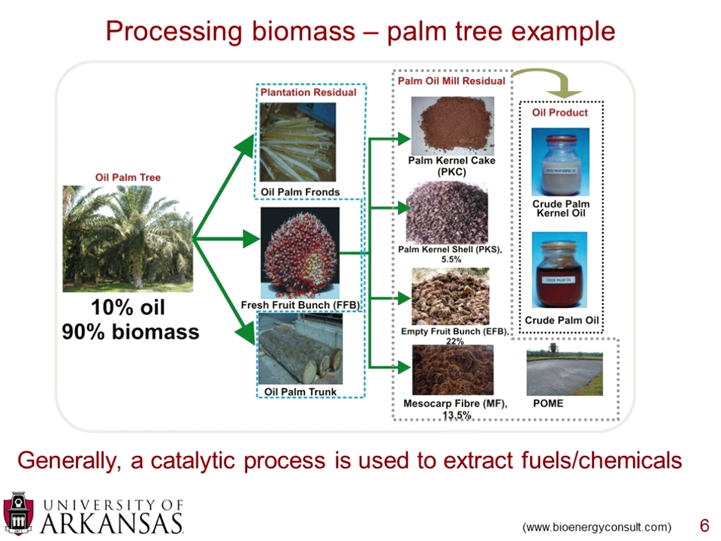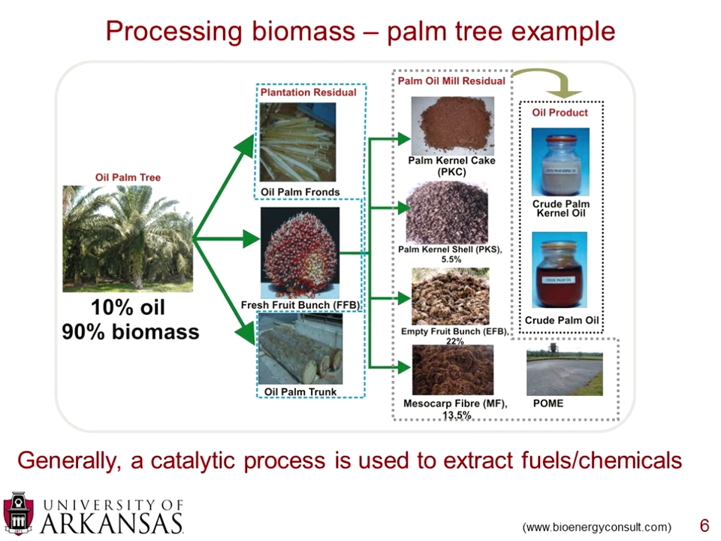You can further process those into what's called the mill residual, which has palm kernel cake, palm kernel shells, empty fruit bunches, and mesocarp fiber, all these different types of things, and POME, P-O-M-E. And from all these, again through various processing techniques, you can extract some oil. The oil products are crude palm kernel oil and crude palm oil. So overall, there's about 10% oil in these trees, 90% biomass, and you can think of it as a refinery.